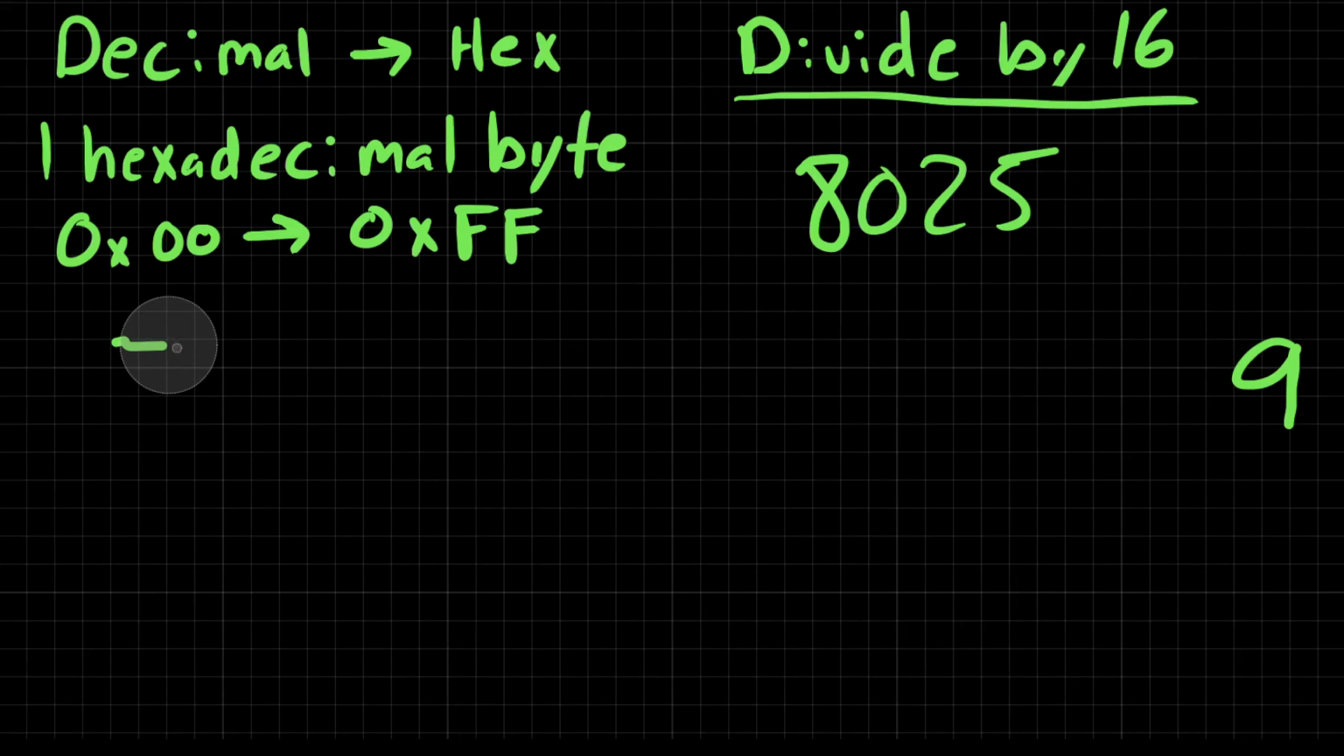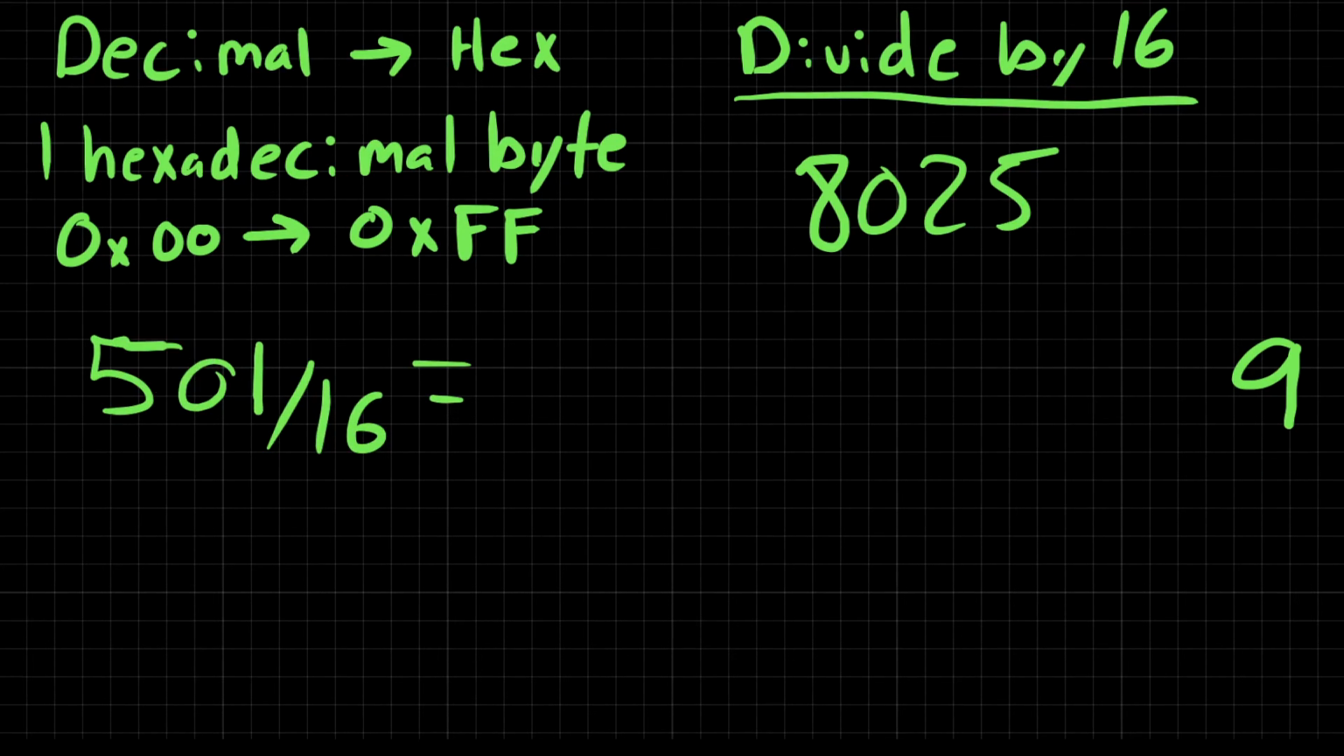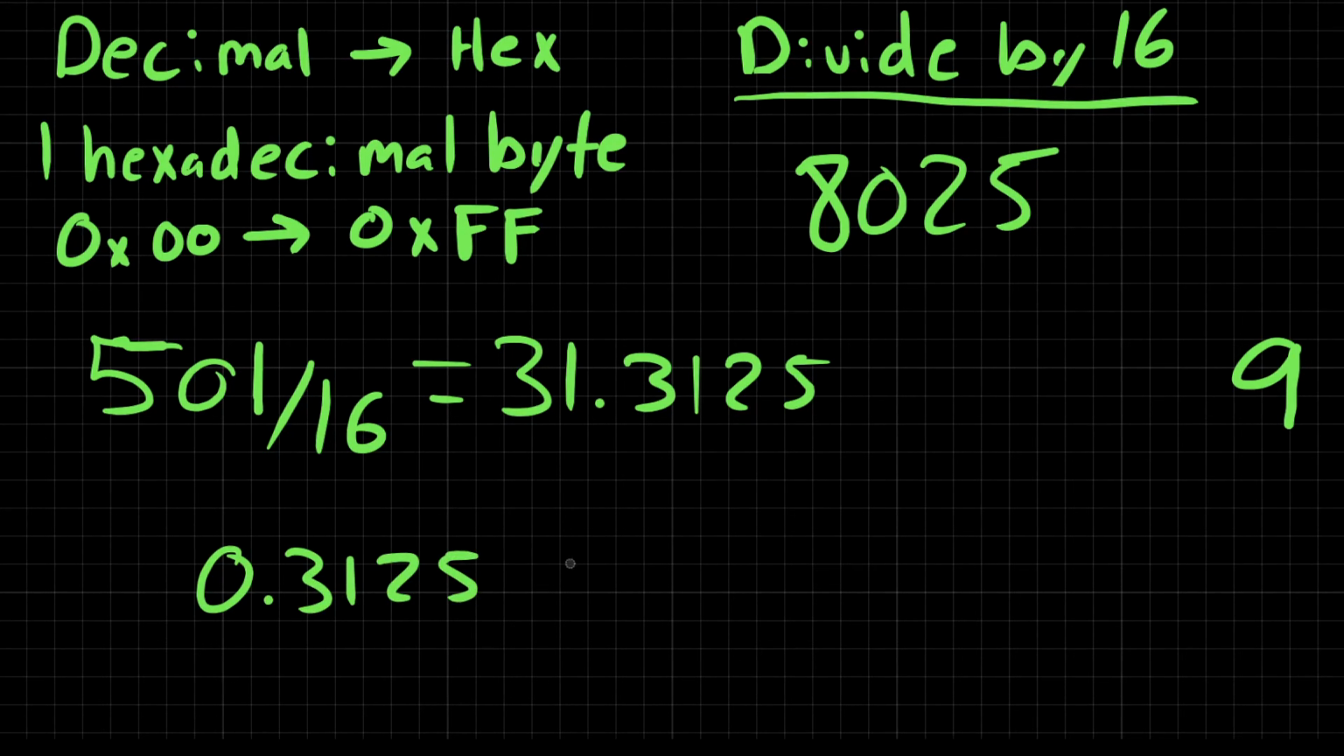So now we have 501. We're going to divide that by 16. And what we get there is 31.3125. We're going to do the same thing here. We're going to use 0.3125. We're going to multiply that by 16 to get our remainder here. And what that gives us is the number 5. So we're going to write the 5 to the left of the 9. That is going to be the 16's place for our answer. So we're going to keep going here.